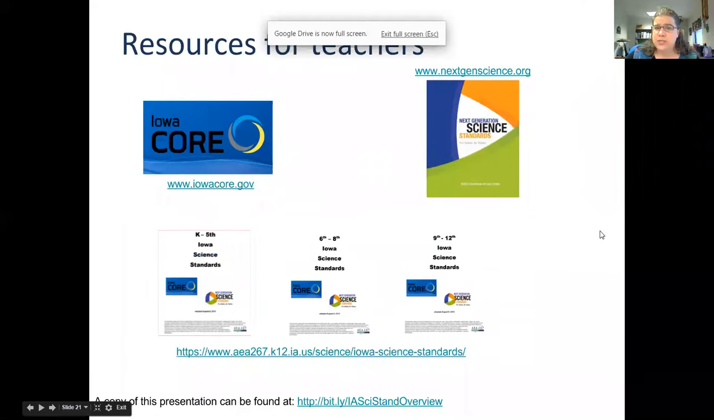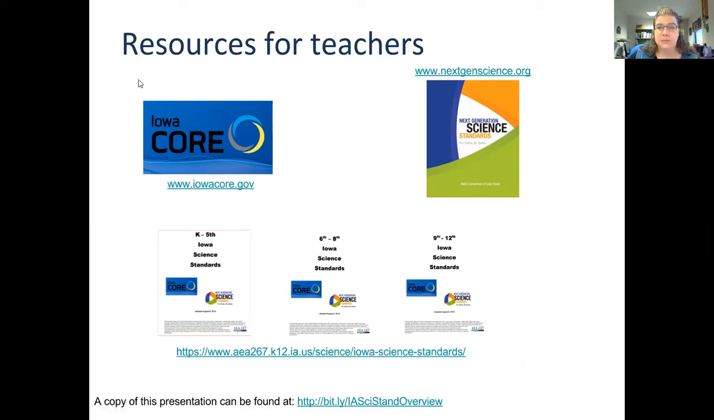There are other resources for teachers available. The Iowa Core site, of course, which is where we've gone to for most of our years. You might find that this is helpful in determining what are your 6th through 8th standards, because remember, Iowa selected specific ones, but there is not much additional supporting information here as of yet. Other options are the Next Gen Science website.